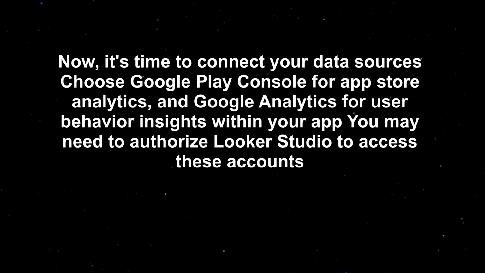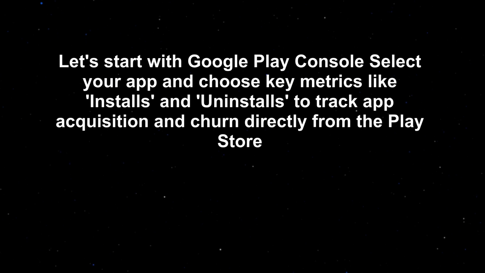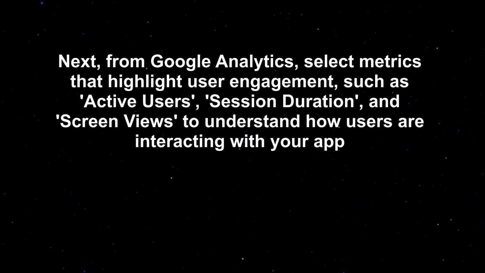Choose Google Play Console for App Store Analytics and Google Analytics for user behavior insights. Within your app, you may need to authorize Looker Studio to access these accounts. Let's start with Google Play Console. Select your app and choose key metrics like installs and uninstalls to track app acquisition and churn directly from the Play Store. Next, from Google Analytics, select metrics that highlight user engagement, such as active users, session duration, and screen views to understand how users are interacting with your app.